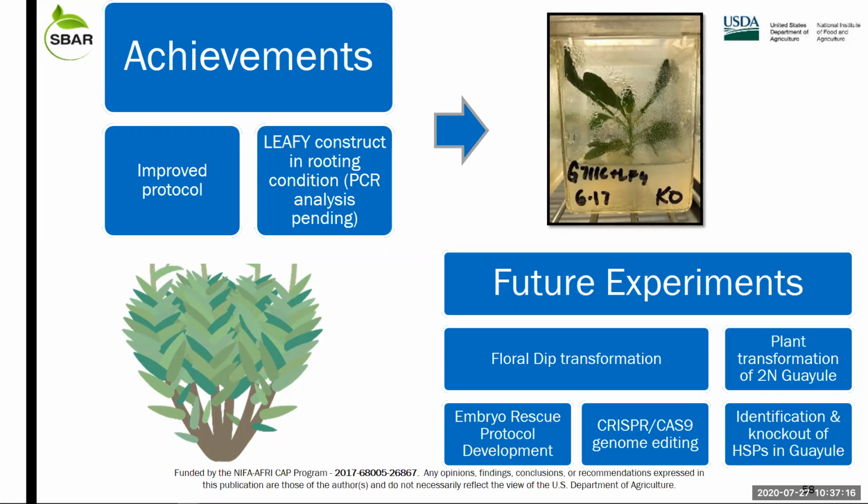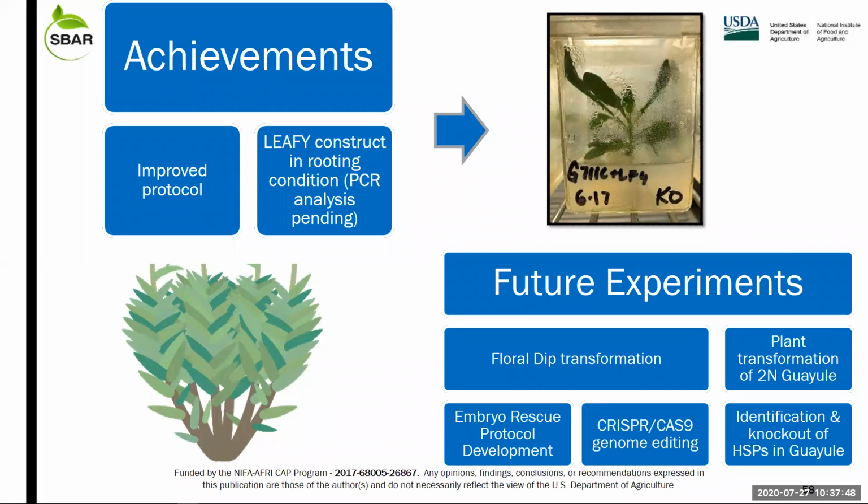In an effort to lay a solid foundation for future biotech work and genetic engineering, floral dip transformation, plant transformation of diploid guayule, the development of a protocol for embryo rescue, identification and knockout of heat shock proteins in guayule, and CRISPR-Cas9 genome editing will be set. Plant transformation success in Parthenium has met with challenges in improving the efficiency rate and may take 1 year to fully characterize and confirm a positive transformant.